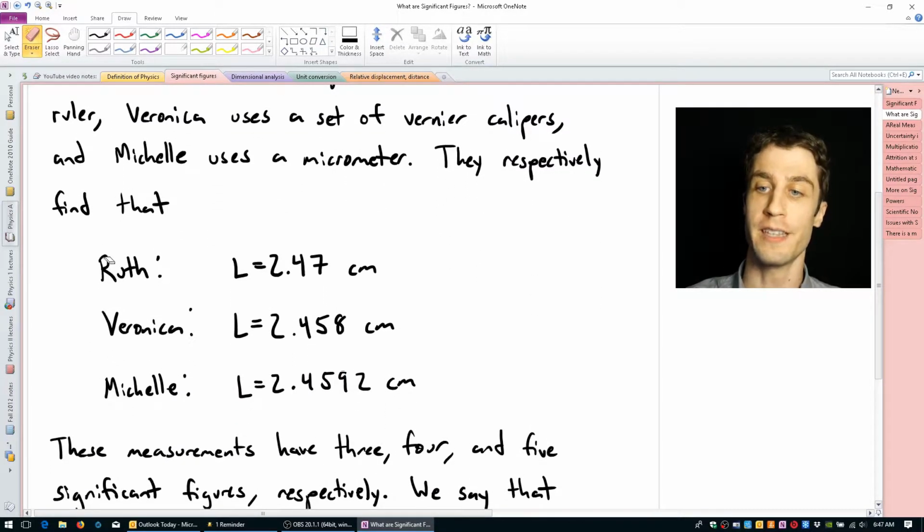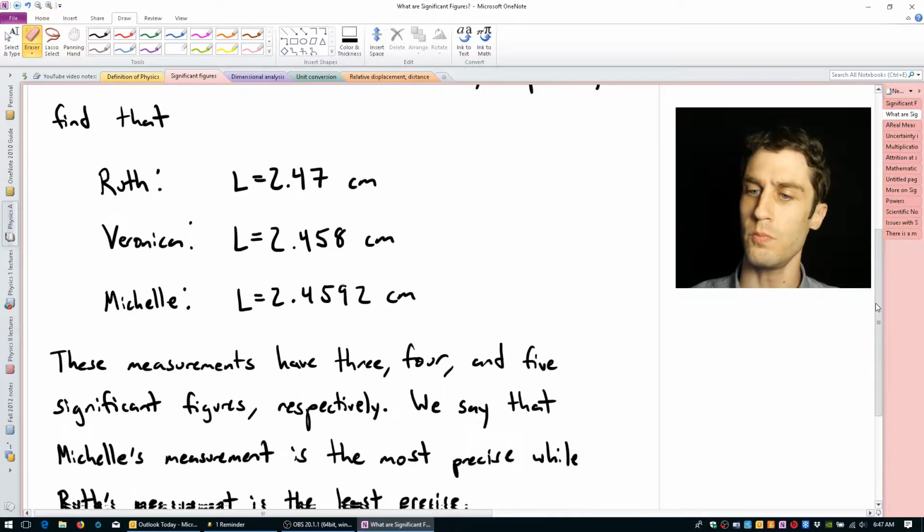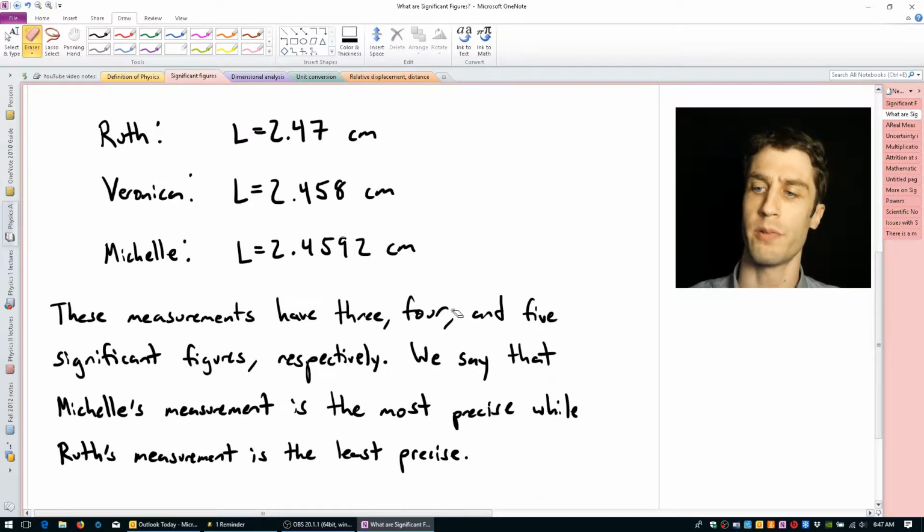They respectively find that Ruth measures L is 2.47 centimeters. She finds that with a ruler. Veronica finds that it's 2.458 centimeters. And Michelle finds that it's 2.4592 centimeters. These measurements have 3, 4, and 5 significant figures respectively. So let me try and convince you of that.